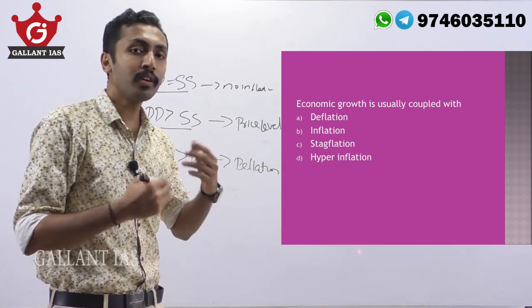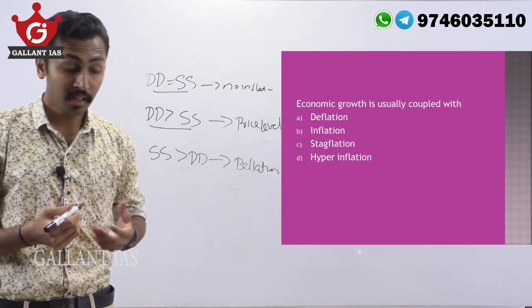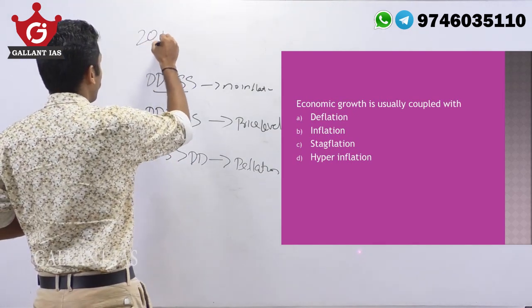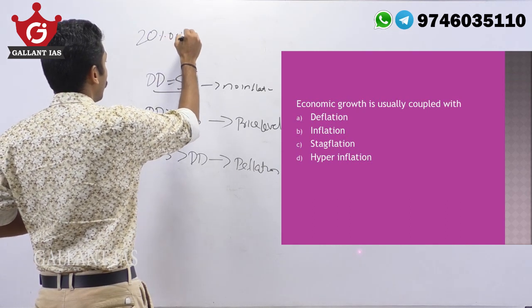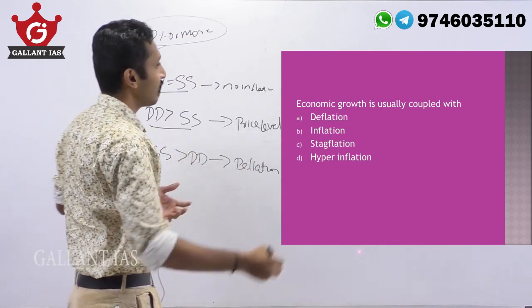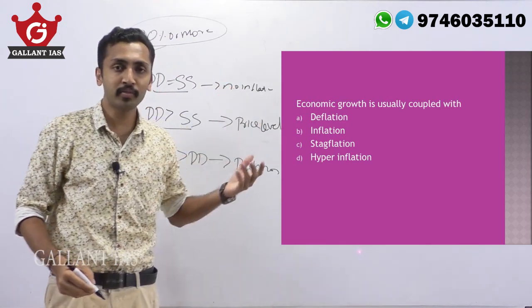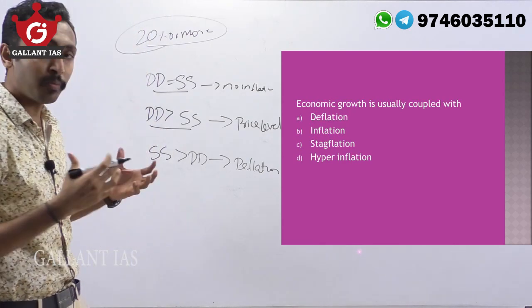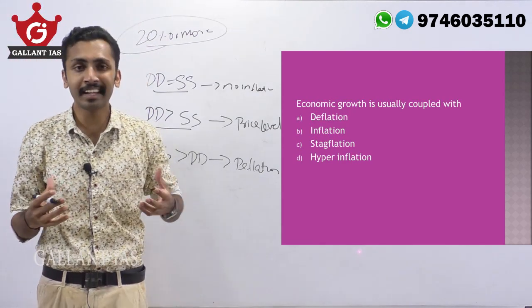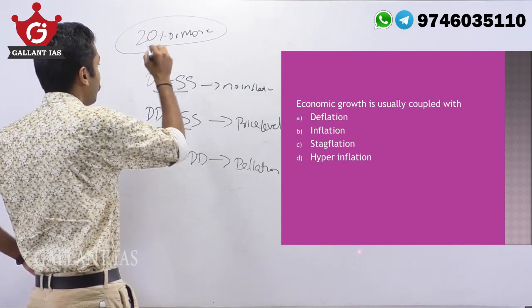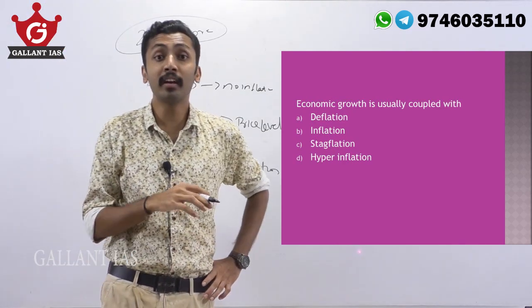Next, hyperinflation. What is hyperinflation? If inflation goes out of control, about 20% or more, inflation is known as hyperinflation. When a country gets into a hyperinflation level, the economy will collapse, currency will collapse, and it ultimately leads to a financial crisis. So, hyperinflation is not good for any economy.